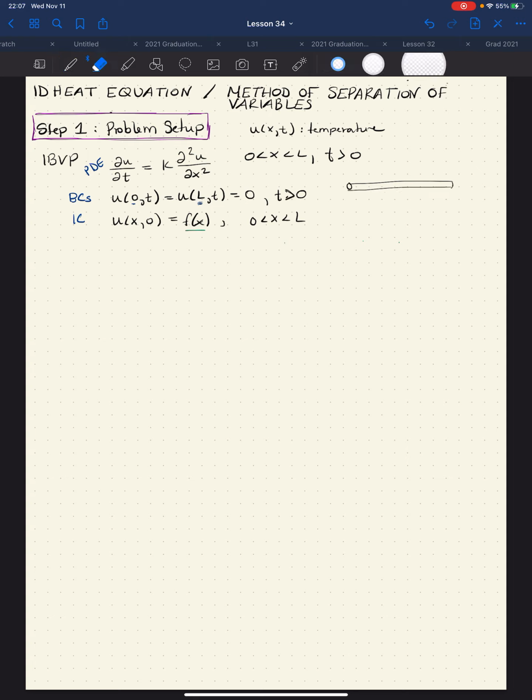Now, f of x could just be a constant. It could be 100, where the rod starts out at 100, and then you instantaneously enforce the boundary conditions, 0 and 0 on each end. Then we try to see what happens after a long time, as time evolves towards infinity, to the temperature of the rod. So really this should make physical sense.